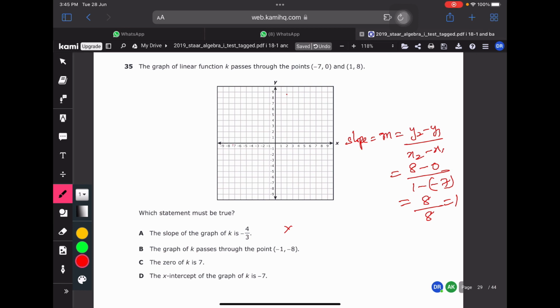Next, the graph of k passes through the point minus 1, minus 8. You can find out the equation here. So you have y is equal to mx plus b. Now we found out the value of m. So y is equal to x plus b. Now put one of the values over here, either 1, 8 or minus 7, 0. So we'll put minus 7, 0 in this equation and see. So you're getting 0 is equal to minus 7 plus b, which implies that b is equal to positive 7.